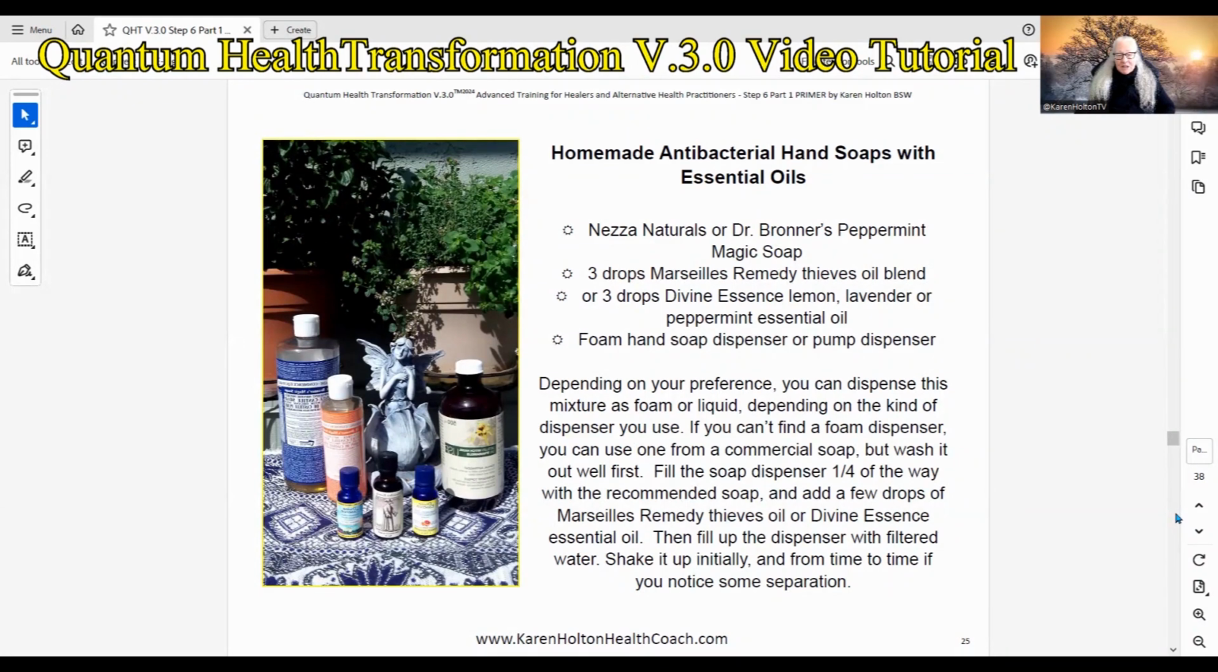Fill the soap dispenser 1/4 of the way with the recommended soap and add a few drops of Marseille Remedy Thieves Oil or Divine Essence Essential Oil. Then fill up the dispenser with filtered water, shake it up initially, and you may want to shake it again from time to time if you notice some separation. That's it.